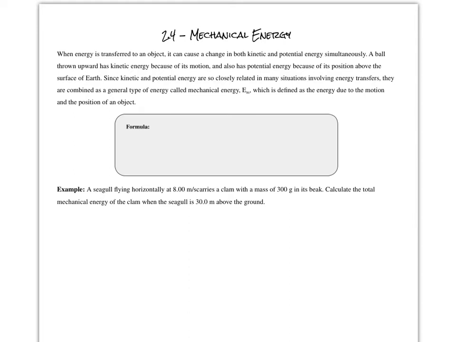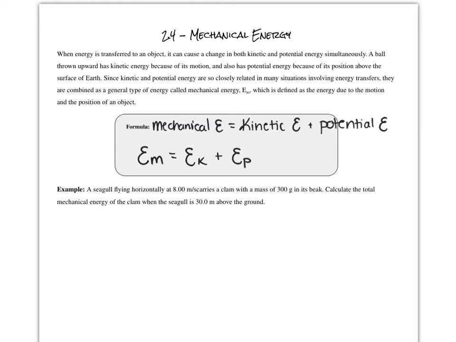Since kinetic and potential energy are so closely related in so many different situations, they are combined as a type of energy called mechanical energy, or EM, which is defined as the energy due to the motion and the position of the object. So the formula for this is mechanical energy is equal to kinetic energy of the object plus its potential energy. So in a formula with variables, EM is equal to EK plus EP.